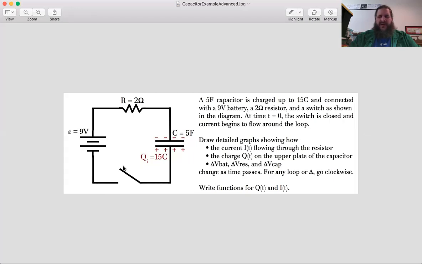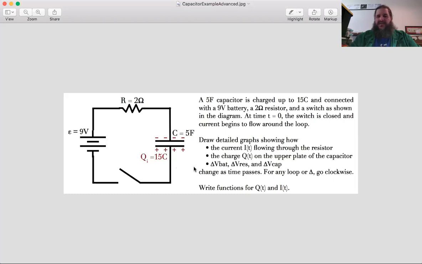And as usual, if we've got just a loop with a resistor, a capacitor, and possibly a battery, we should expect some sort of exponential decay. So just like with the previous example, anytime we're dealing with something we know is going to be exponential decay, I would recommend starting by looking at what's the initial condition and what's the final value everything's going to approach.